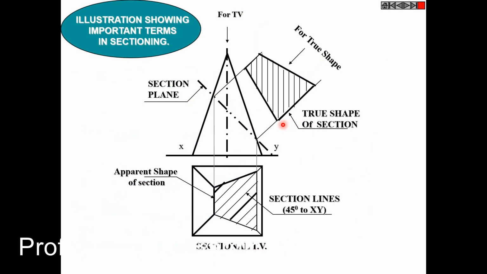A square pyramid example is this. A sectional plane is used, XY plane. It is at 45 degrees with respect to HP, and we are imagining that the upper portion of this pyramid is cut, and the observer will look from the top, and you will get a sectional top view here. And the other is a true shape. The actual size of the section will be normal to the section plane as shown in this. So this is an apparent shape of the section, and this is a true shape of the section.